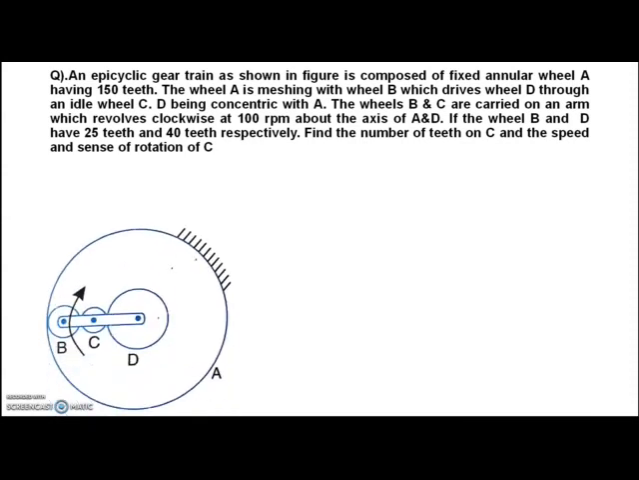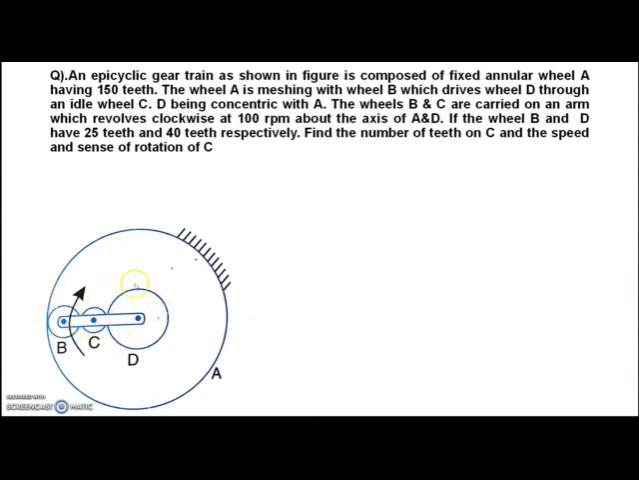So here is the question. Let me go to the figure first so that it will be easy for me to explain. An epicyclic gear train as shown in the figure is composed of fixed annular wheel A. This annular wheel A is fixed. This is the symbol of fixed, having 150 teeth. So TA is 150. The wheel A is meshing with wheel B, which drives wheel D through the idle wheel C.